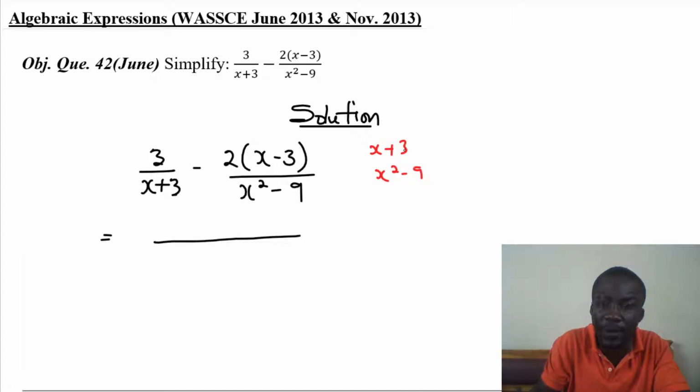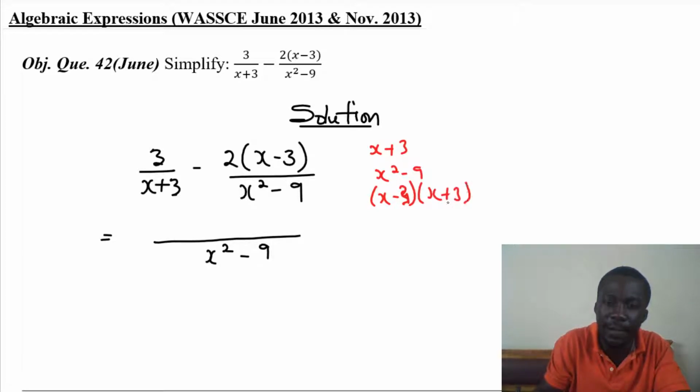When we pick x plus 3, the x squared minus 9 cannot divide the x plus 3 exactly. But when we pick the x squared minus 9 as our least common denominator, x squared minus 9 can divide itself, and as well x plus 3 can also divide x squared minus 9. So the least common denominator we are going to use will be x squared minus 9. And we all know that this x squared minus 9 is a difference of two squares, which we can express as x minus 3 then x plus 3.